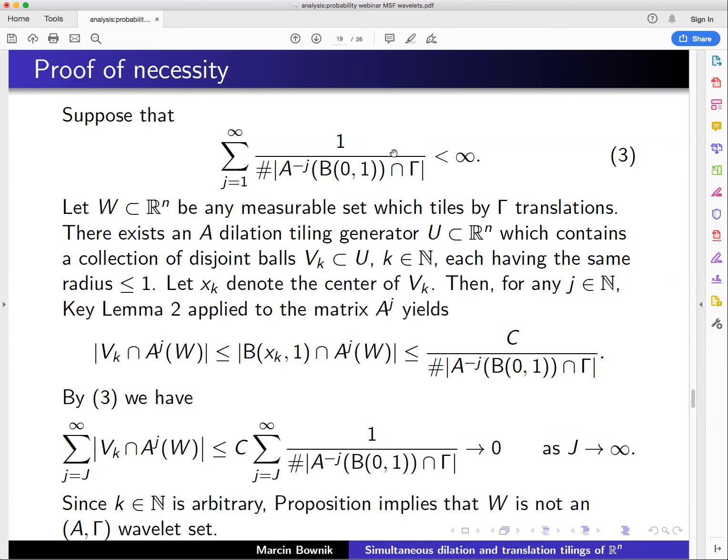So exactly. We have shown that if this condition is satisfied, there will be no wavelet set. And this is pretty much how the proof works, at least that's how I wanted to say it.